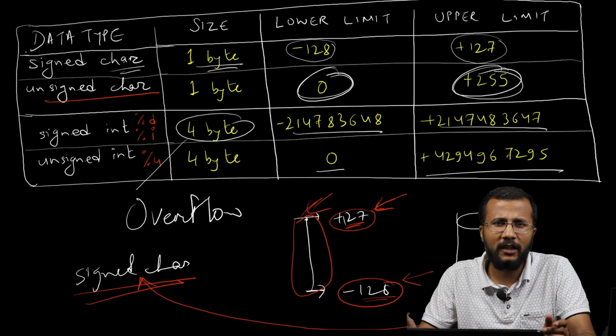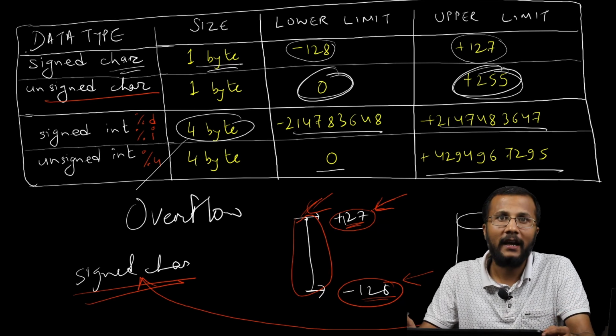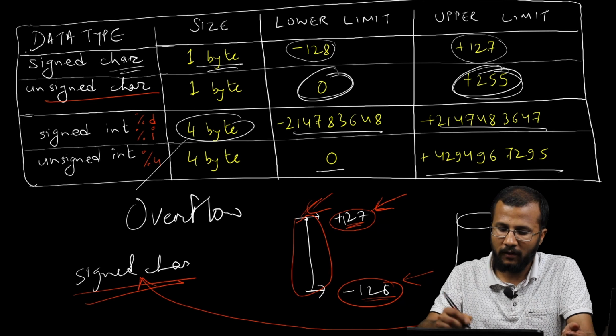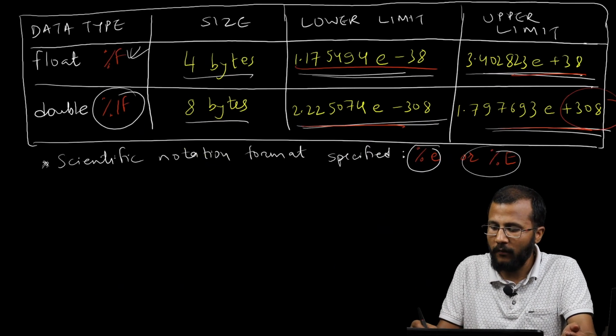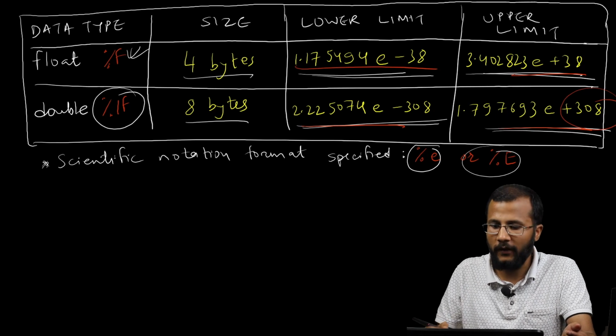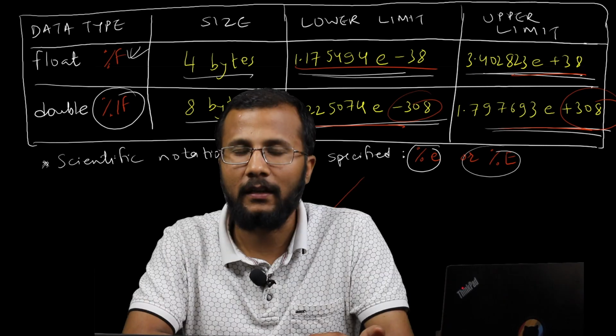So in this lecture, we have learned about different data types and about their sizes, range, and most importantly about underflow and overflow. The same concept of underflow and overflow applies to float and double as well. Okay, it can't go beyond the maximum value and it can't go below the minimum value. Okay, that is what needs to be taken care of.